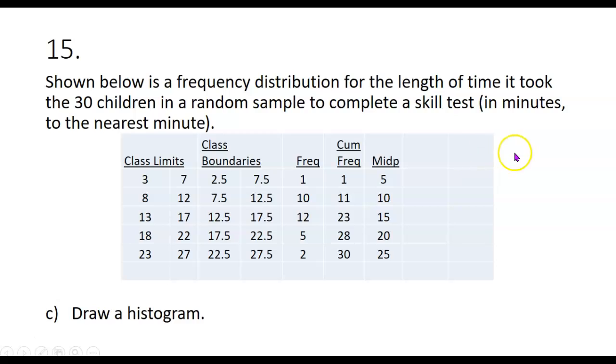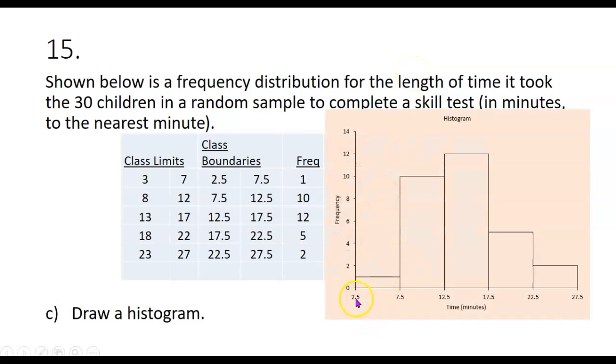Now, to draw a histogram based on this grouped frequency distribution, here's what it would look like. Notice I've got the horizontal axis labeled with the boundaries, and those are the points that separate the bars. 7.5 is right in between the first and second class. 12.5 marks the boundary between the second and third class, and so on. So these are all the same distance apart, so that the bars are all the same width as each other.